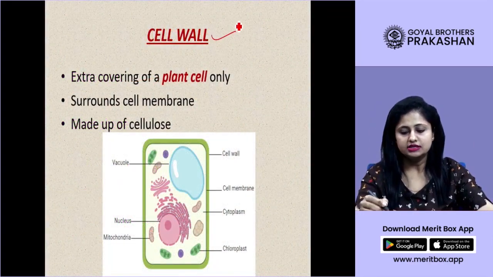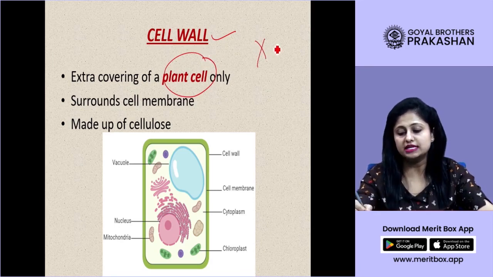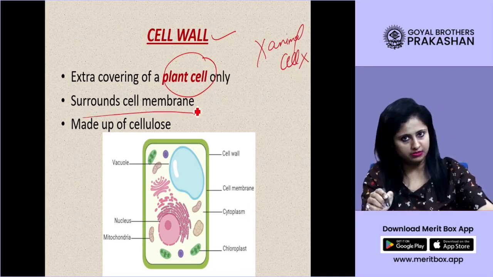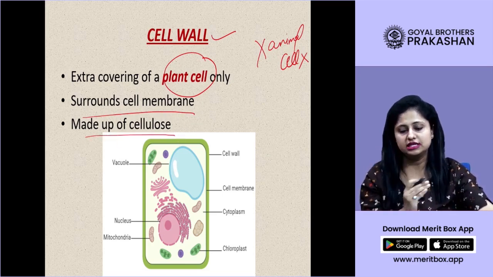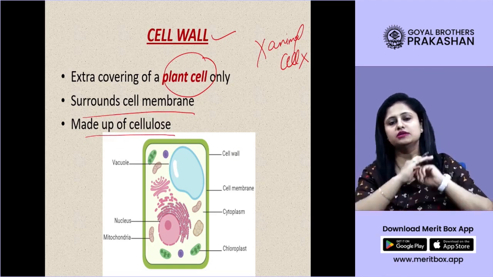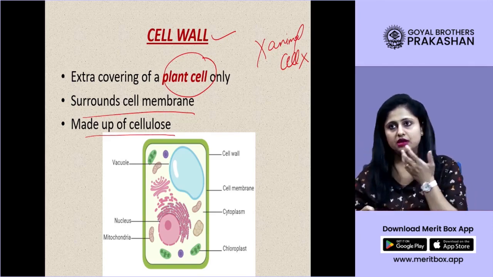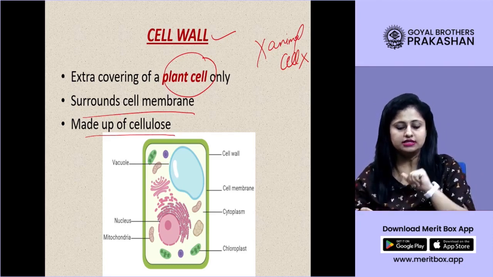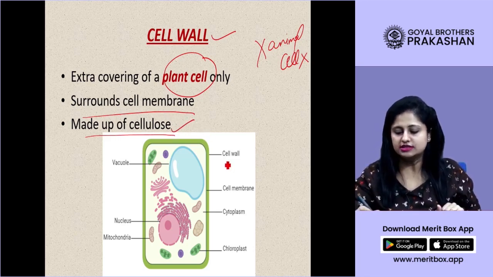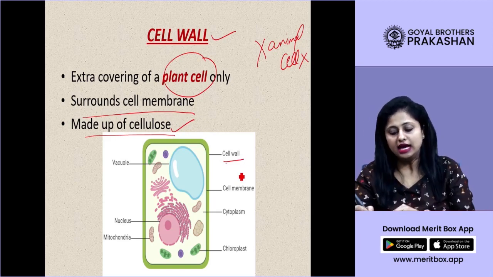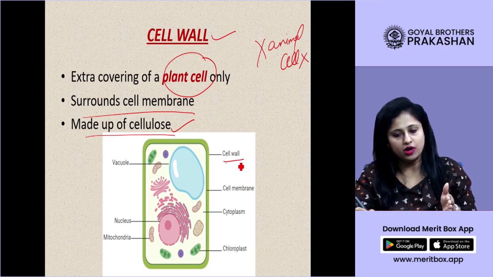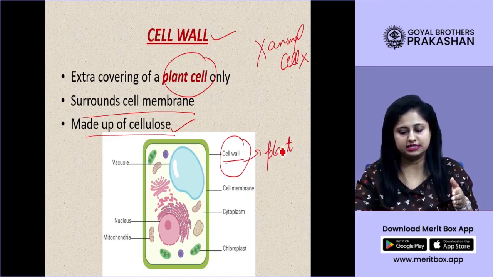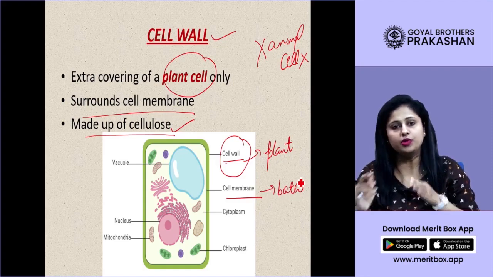Next is the cell wall. The cell wall is only present in a plant cell. It is not present in an animal cell. The cell wall surrounds the cell membrane. It is made up of cellulose type of material. Basically, different substances make up the cell wall. For example, in fungi, the cell wall is made up of a special material known as lignin, but in a plant, the cell wall is made up of cellulose. The cell wall is the outermost layer, and inner to the cell wall, the cell membrane is present. The cell wall is only present in a plant cell, not in an animal cell, but the cell membrane is present in both plants and animals.